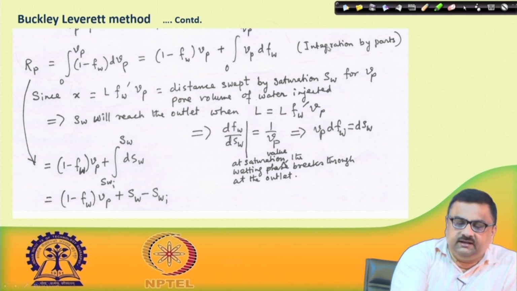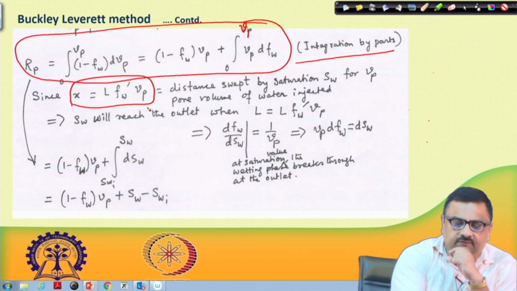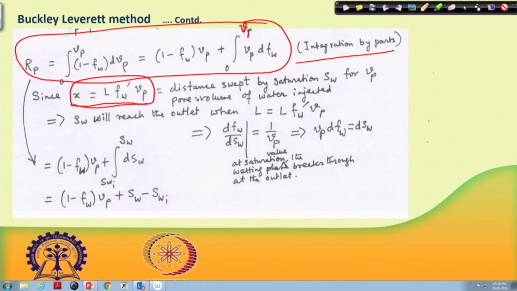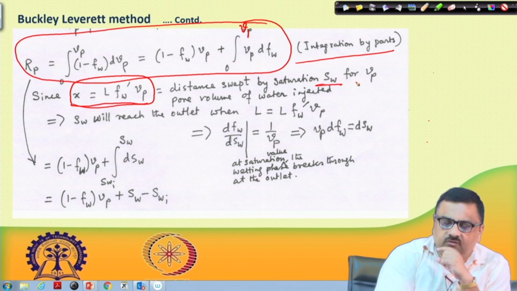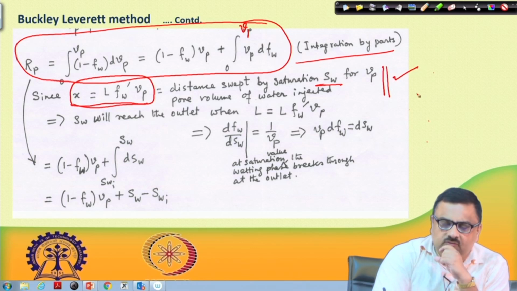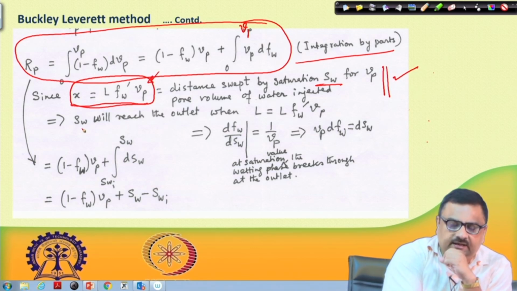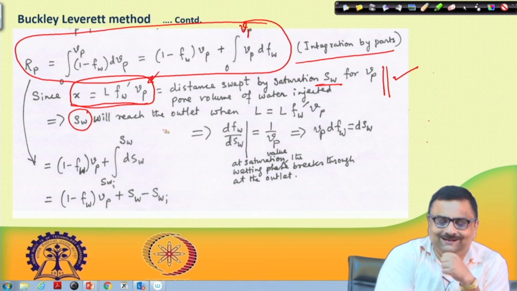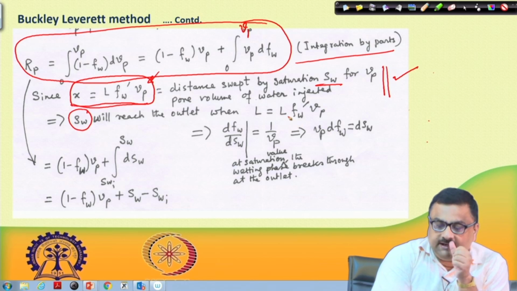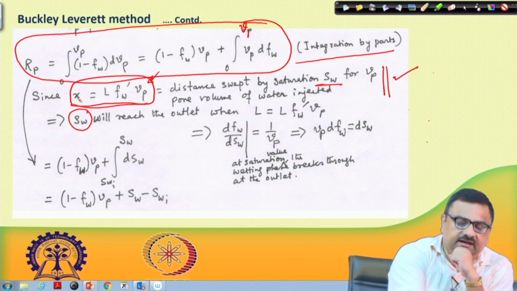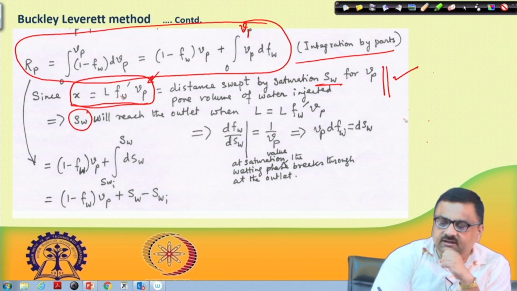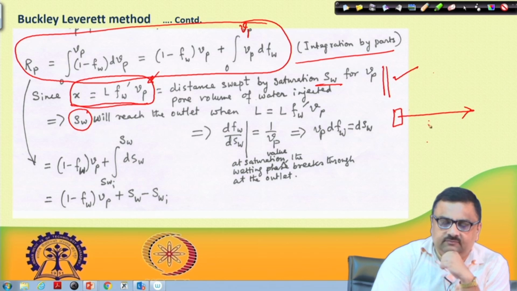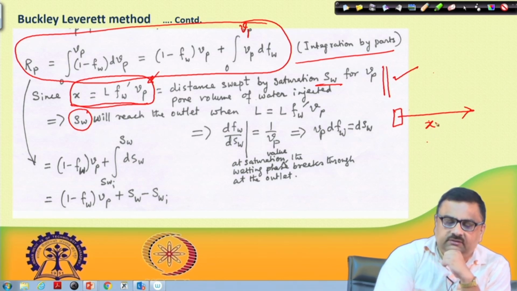This is the expression that we have already written, and we have already shown that x is the distance swept by saturation Sw for Vp pore volume of water injected. We demonstrated this in an earlier lecture. If this equation is to be valid, then I have a saturation packet, and that saturation packet will travel a distance x equal to L Fw prime Vp, because of injection of Vp pore volume.